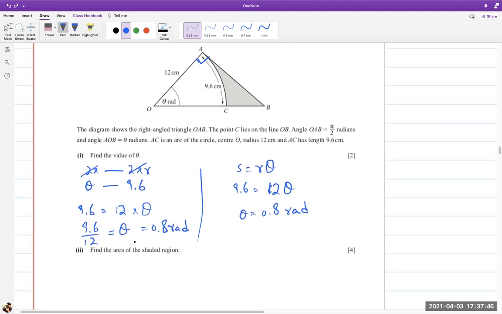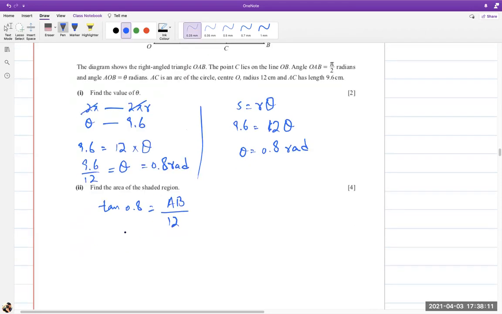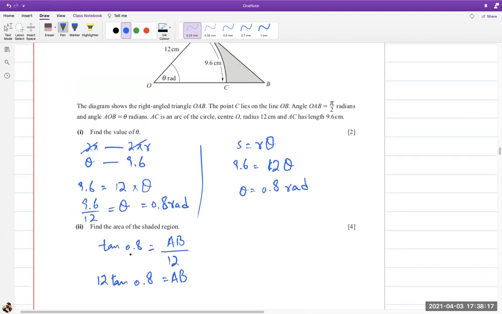So for line AB, AB is opposite to this angle theta, and 12, the OA line, is adjacent to it. So I'm going to use tan. So tan of 0.8, make sure your calculators are in radian mode, is equal to AB over 12. Why 12? Because OA is the adjacent, the side right next to the angle. And that gives me 12 times tan 0.8 is AB. So I find AB, whatever that was.